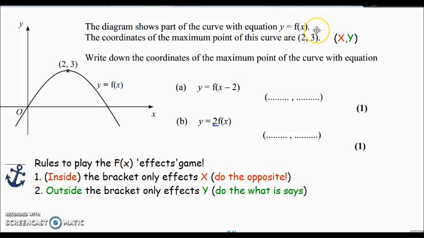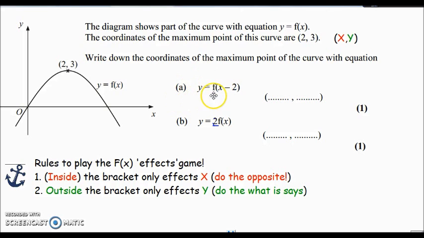Now what does that mean, f(x)? Well, what does it sound like? It sounds like the word effects, okay? So I'm going to teach you some rules to what's called the effects game. So how do we play this game that they've set out for us? Well, there's only 2 rules, and it basically says, you've got to look for the instruction first.